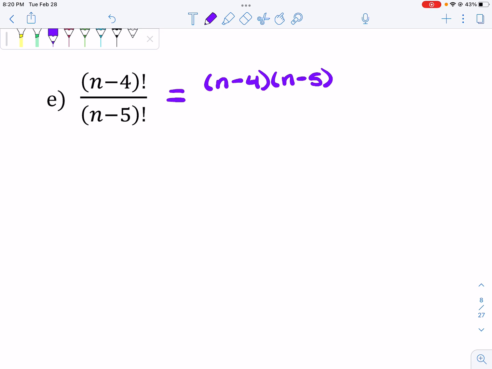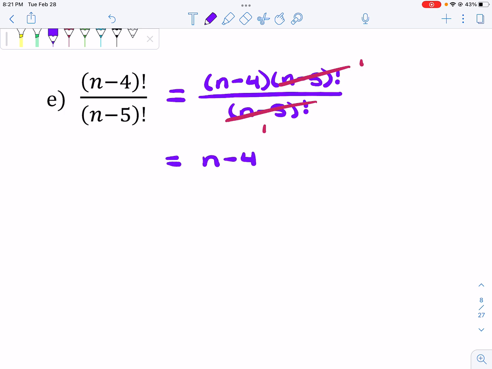But as we talked about last class, I can rewrite n minus 4 factorial as n minus 4 times n minus 5 factorial. And the whole purpose for me doing that is to acknowledge, hey, look at the denominator. The denominator is already n minus 5 factorial. And if I have that now in my numerator, I can see that these cancel, cross out, and I'm just left with n minus 4 in my numerator as my final answer, because there's nothing going on to that n minus 4. The brackets aren't important. So this is my final answer. Easy peasy.